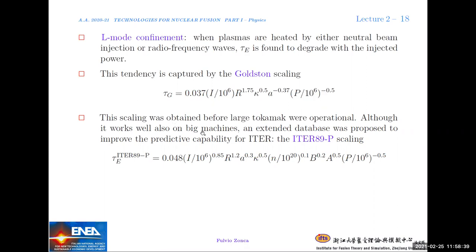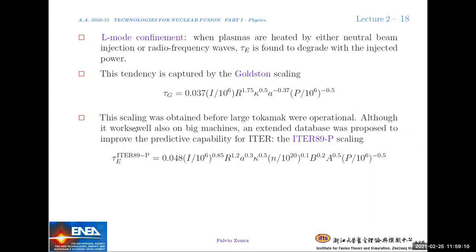So this scaling law was actually obtained before large tokamaks became operational. You see from this size scaling that if you are constructing a new machine and you can spend more money and therefore construct it bigger, it's favorable. So there was a time in which, by finding this out, people said, okay, let's go to bigger machines. And so they did it.